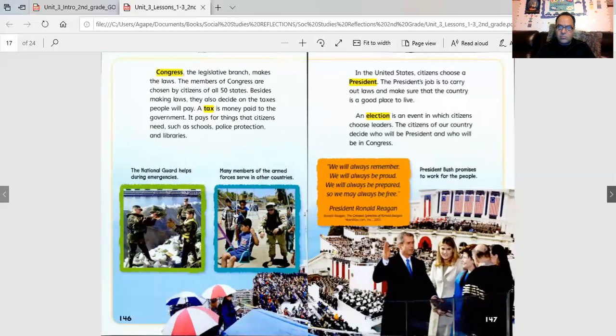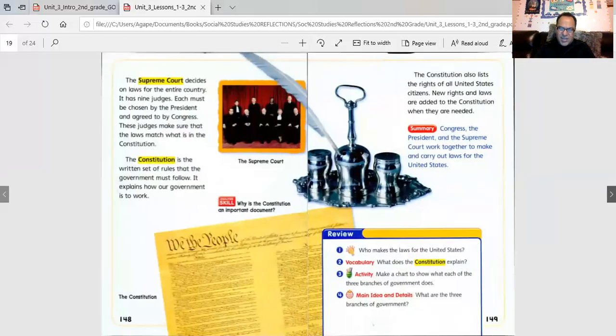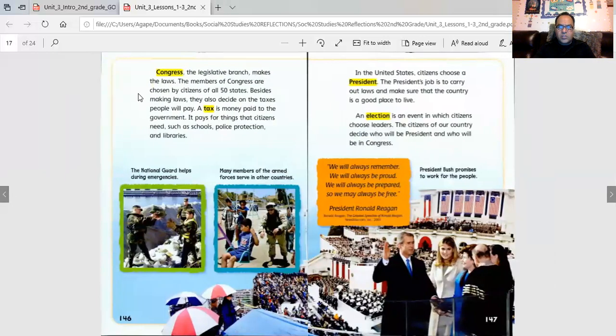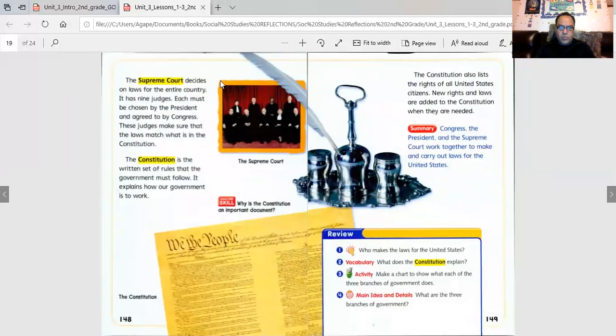Congress, the President, or the legislative branch? What does the Constitution explain? Make a chart to show what each of the three branches of government does. Make a chart to say what Congress does, what the President does, and what the Supreme Court does. Those are the three.